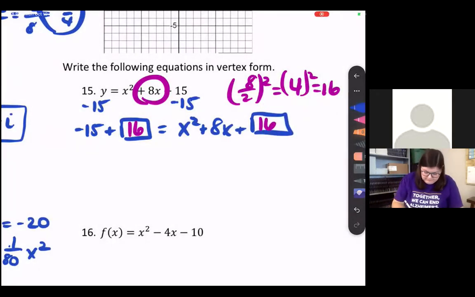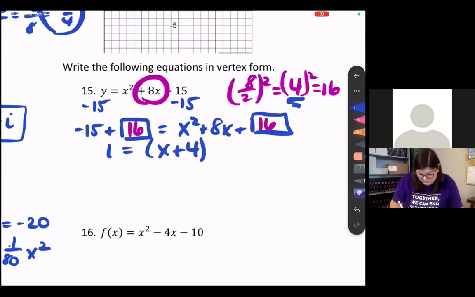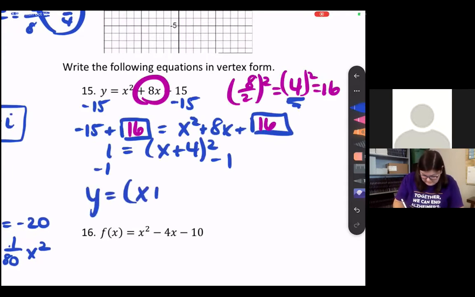Okay, then from there, combine your like terms, we get 1 over here. Then on the right-hand side, you are going into parentheses. What goes in the parentheses? The one that's in the parentheses. So it's x plus 4 squared. Last step, just move it back. So we get y equals x plus 4 squared minus 1.